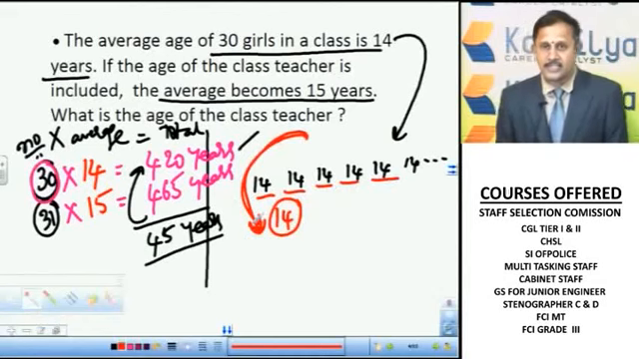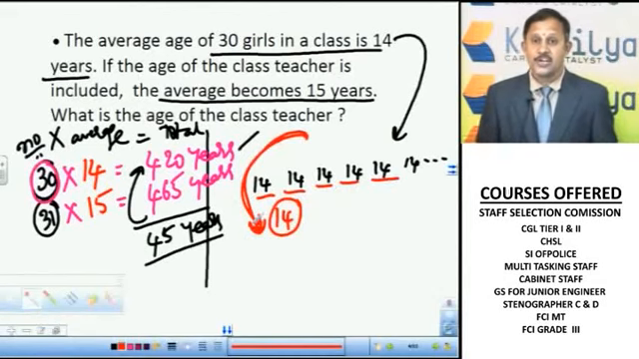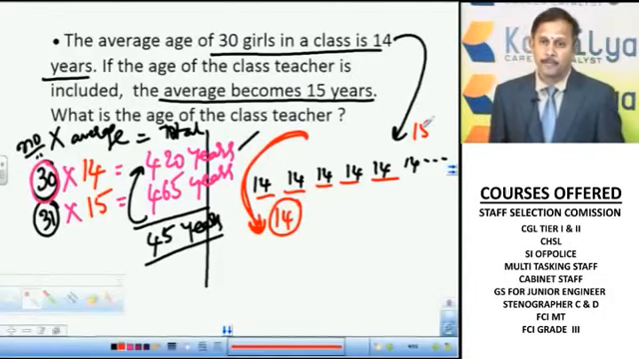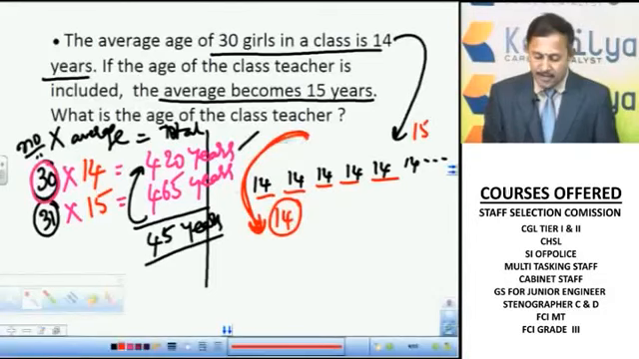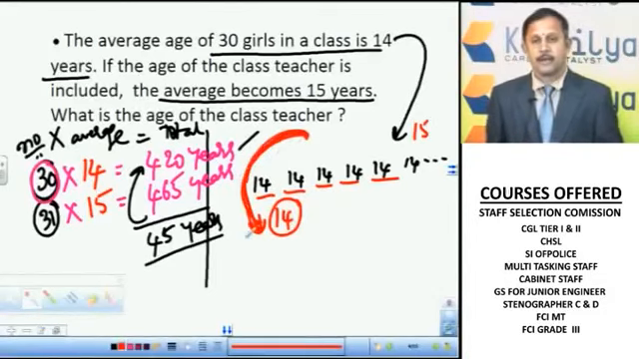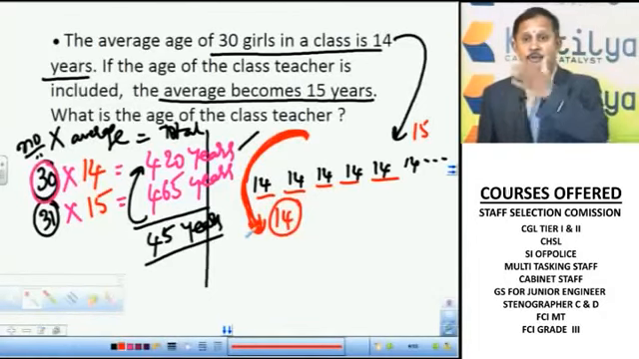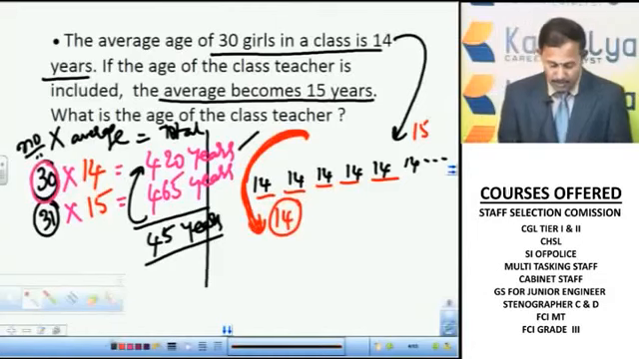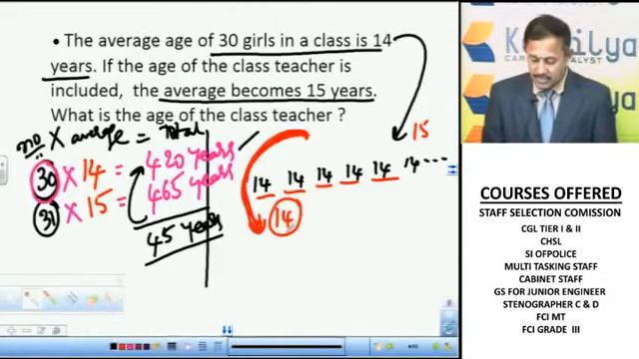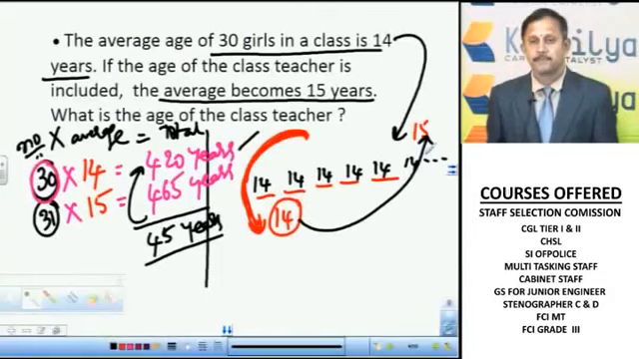But in this case, the average is changed from 14 to 15, right? So what is the number of candidates in the class? 30. And with the interference of the class teacher, the number becomes 31. But the average changes from 14 to 15. So here what you have to observe is, there is an increase by 1 year at all the candidates.